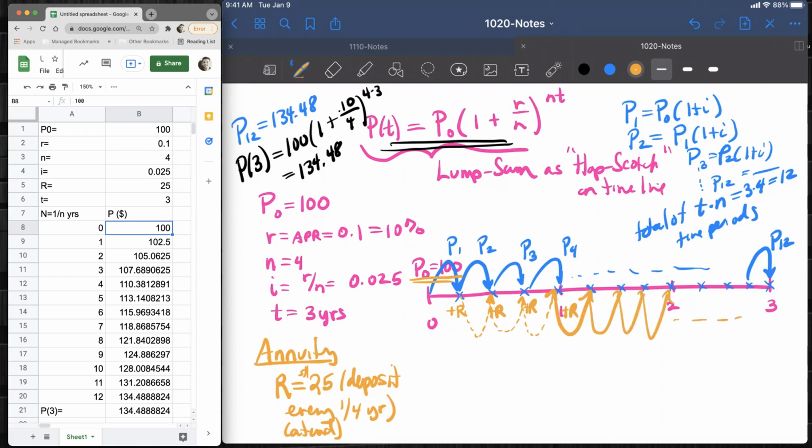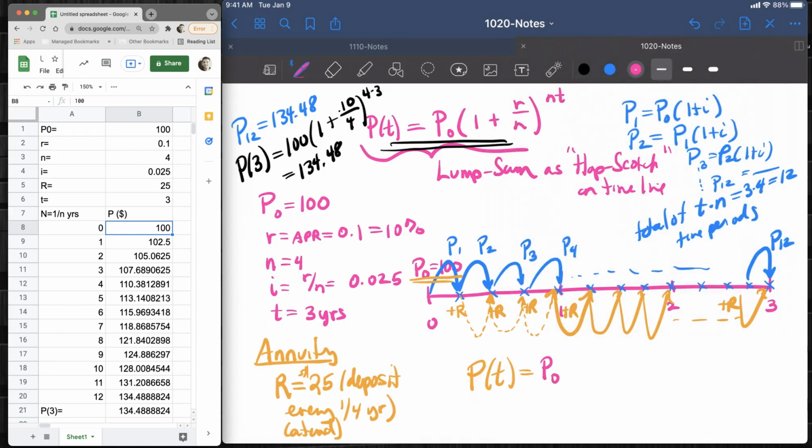And there would be 12 of those times. We made 12 deposits of R dollars. Okay? And the question is, how much do we have in the account, P of T, the principal in the account, if there's going to be 2 contributions from this, right?